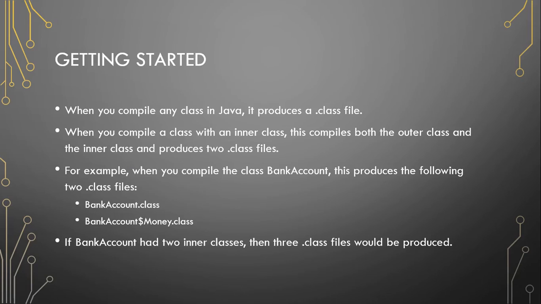Now, if we had made, let's say, two inner classes, then we're going to end up making three class files. It's pretty self-explanatory. If you had four inner classes, you'd have five .class files, and so on.